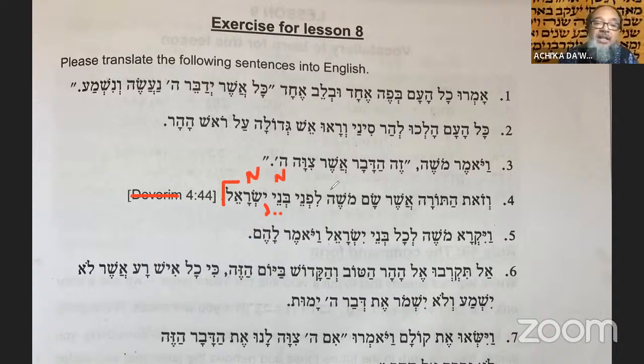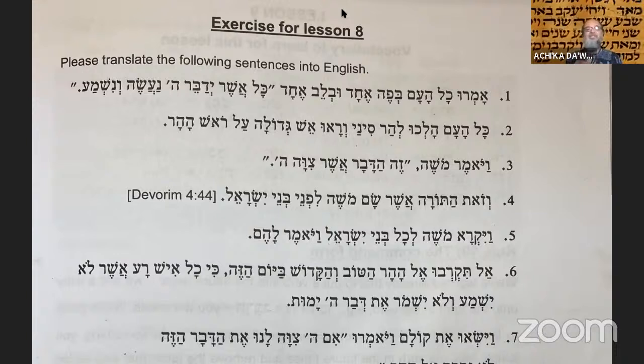See? And the lifnei means before their faces. Moshe set this HaTorah before them. He presented it to them. Lifnei, the HaTorah. He set her in front of them. And they said to her, I will do everything. Yah spoke the Torah. You see? It's deep, isn't it?